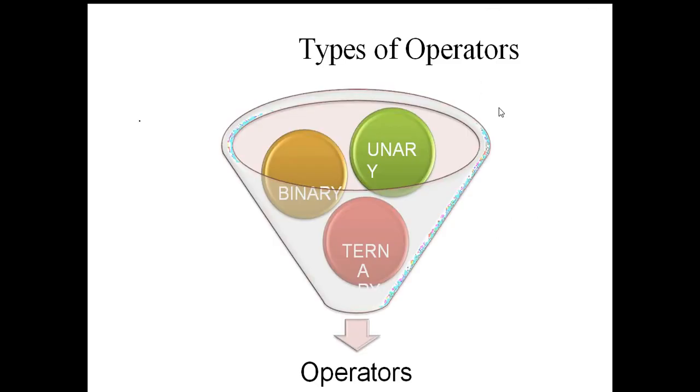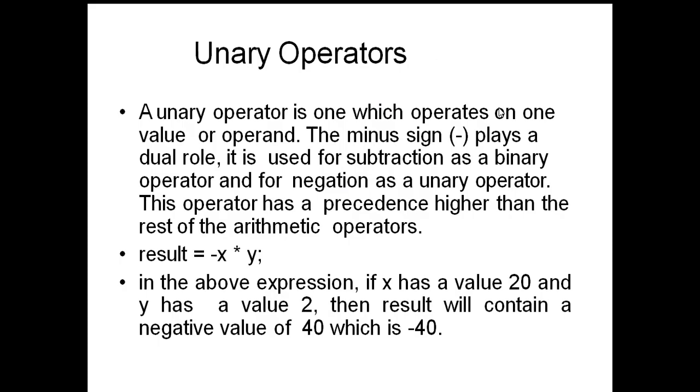There are different types of operators in C programming. We have unary operators, binary operators, and ternary operators. Together, these three make up the different operators in C programming. Let's look at unary operators. What are the unary operators? A unary operator is one which operates on a value or operand.